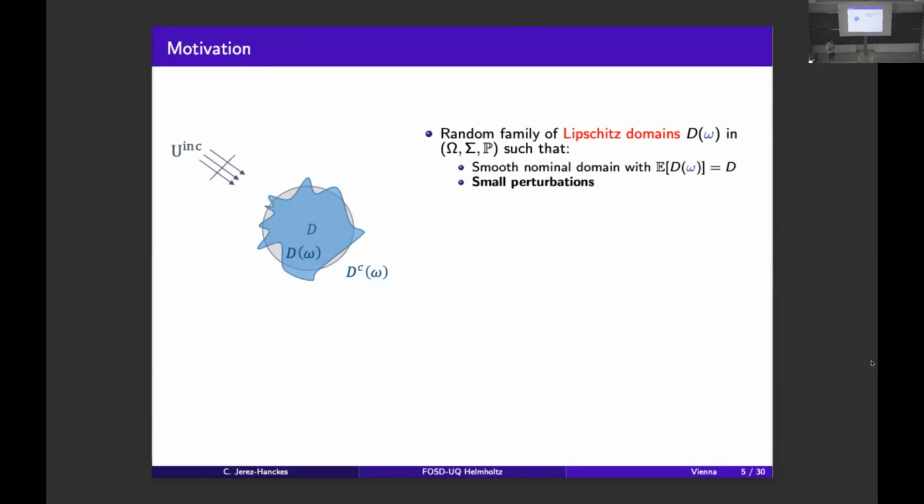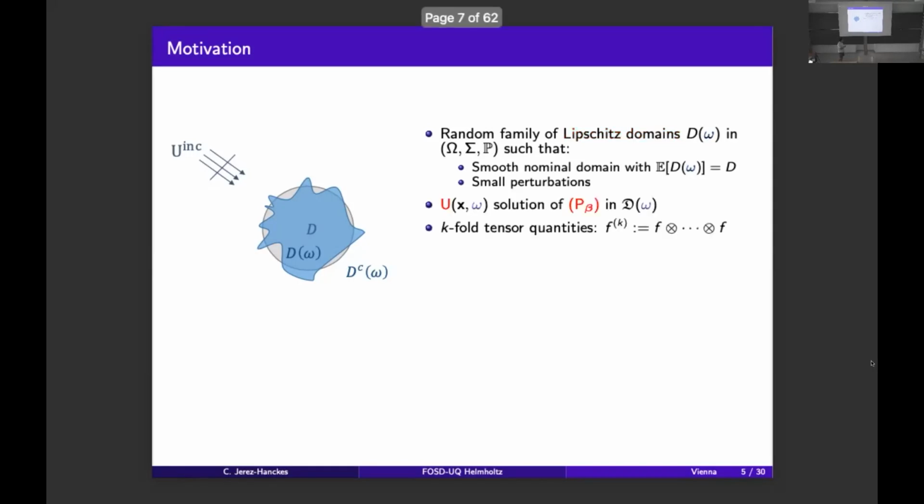So the motivation, as I said, is small perturbations. We do need to have some smooth nominal domain. Maybe the realization of the domain you're having has some occurrences of less regularity, but we're still in the small perturbation regime. And the solution U of x and omega, so the realization of our probability space for a domain, is the solution for this P beta, so any of this family of problems.